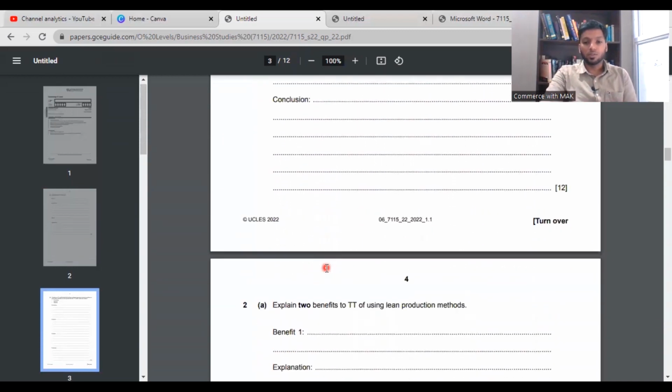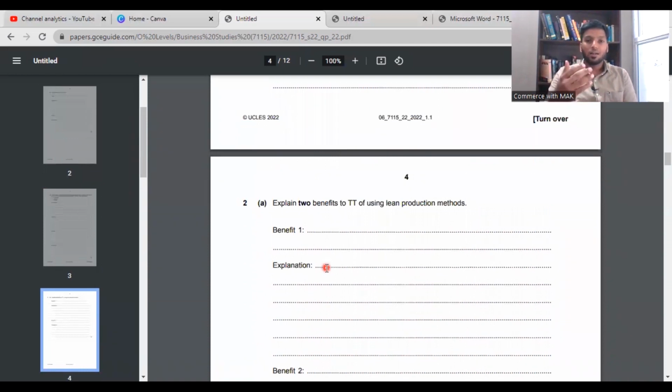It's a 12-mark question, again an 8 marks. So there are 4 questions on your Paper 2. One question will carry 20 marks, and out of the 20 marks, 8 marks will be question A, and 12 marks will be question B.